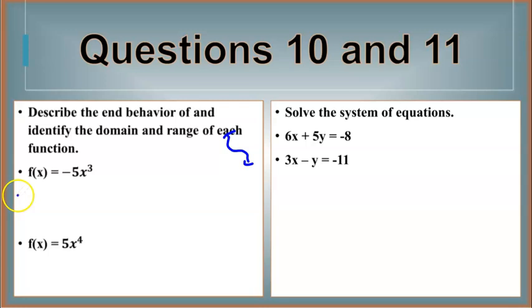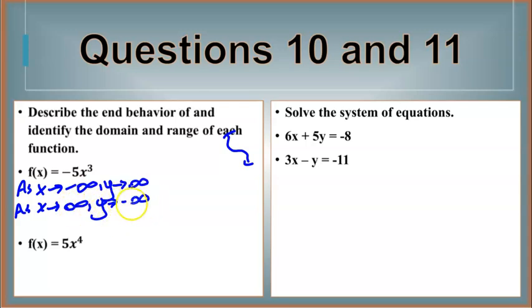So the end behavior would be as x approaches negative infinity, y approaches positive infinity, and as x approaches positive infinity, y approaches negative infinity. The domain for odd functions is all real, and the range for odd functions is also all real.